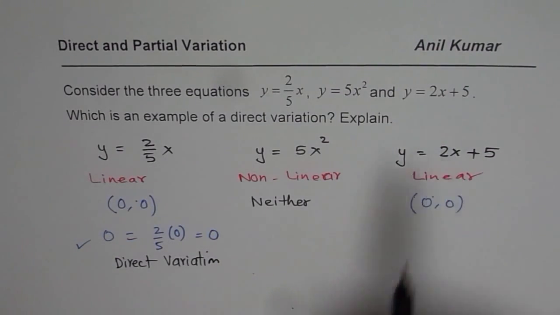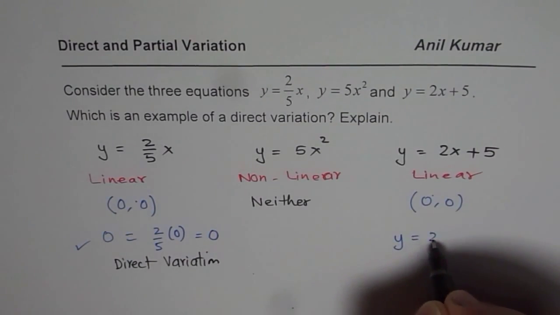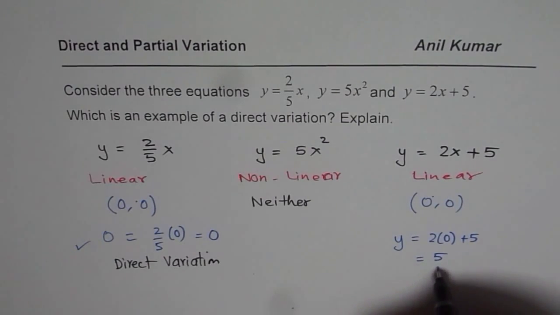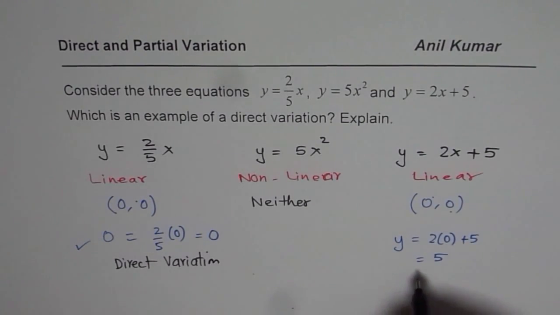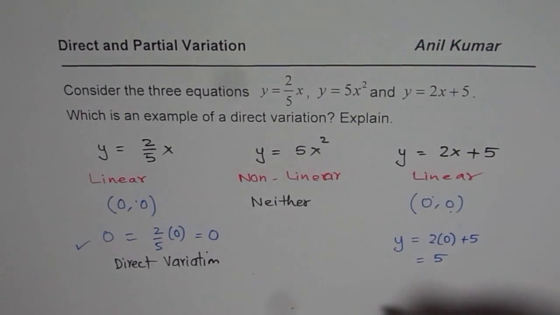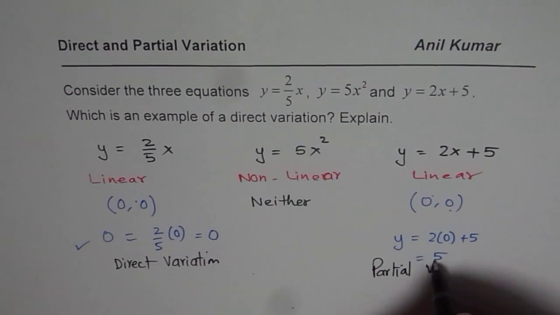Here, if I substitute 0, what do I get y as equal to? I get y = 2 times 0 + 5, which is 5, not 0. Since that does not satisfy the equation, or (0, 0) is not on the line represented by the equation, we'll say that is partial variation.